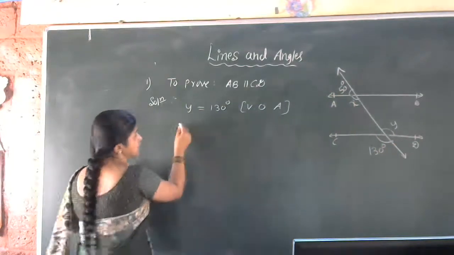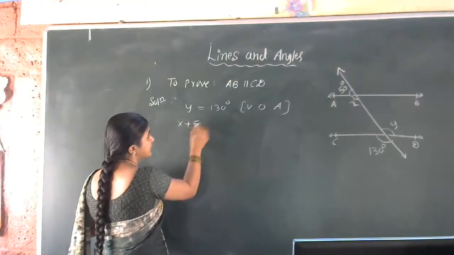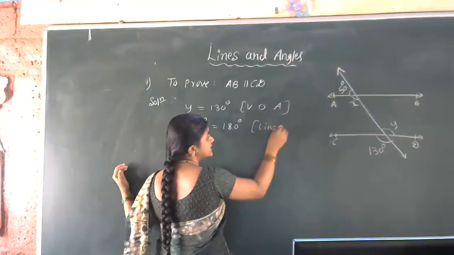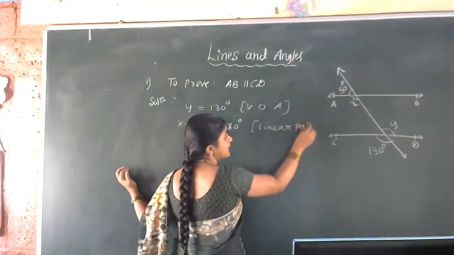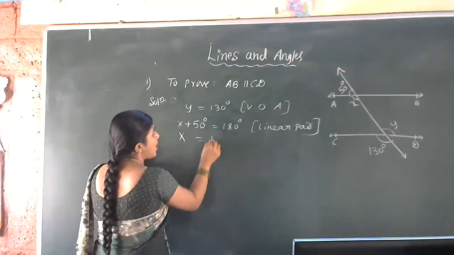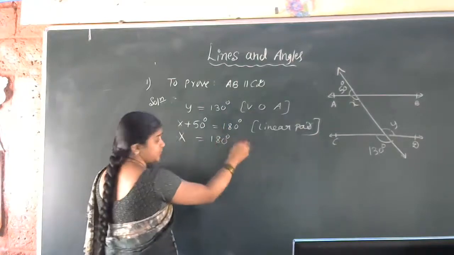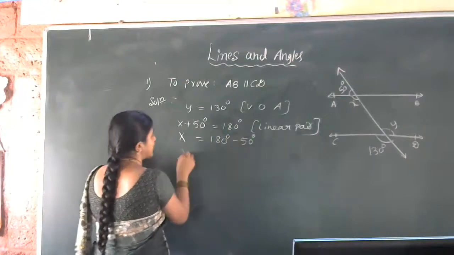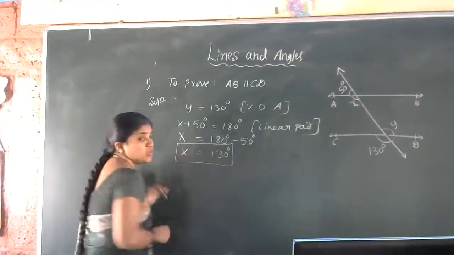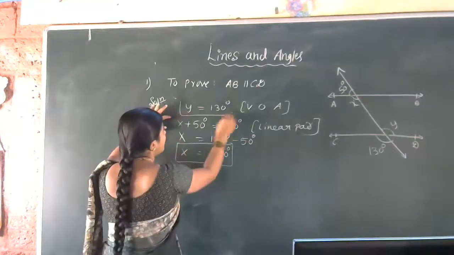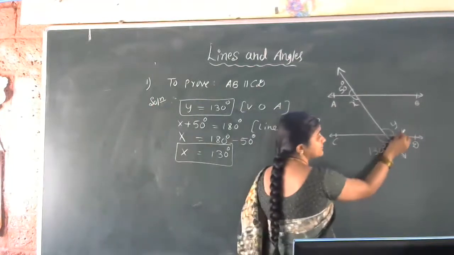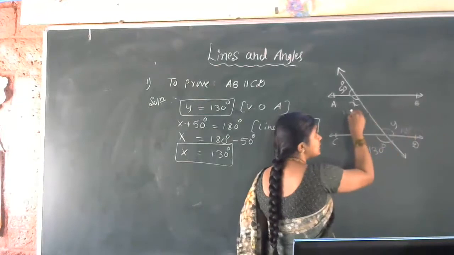For x, we'll use the linear pair concept, that is x plus 50 degrees is equal to 180 degrees. What is the reason for this? Linear pair. Now x is equal to 180 degrees, let us transfer this 50 to this side, minus 50 degrees. Then x is equal to 130 degrees. What is the value of x? 130 degrees. What is the value of y? y is also 130 degrees.